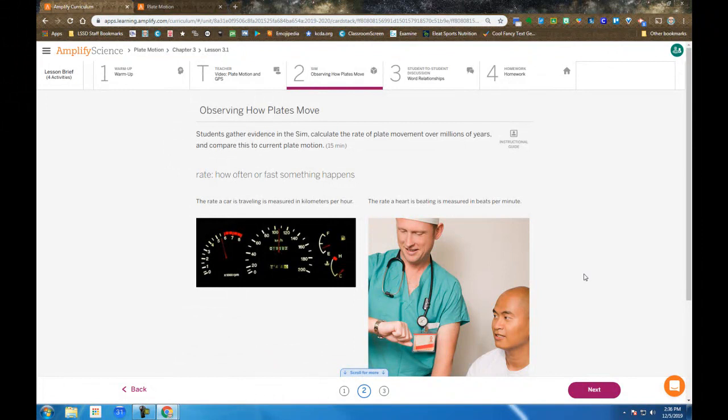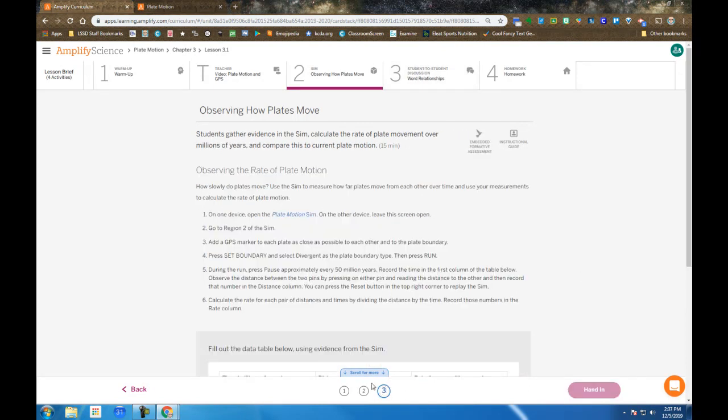You're introduced to the idea of rate. This is something that you've been introduced to multiple times in math class: how often or fast something happens, which, if you remember from math, is going to involve two units, in this case, centimeters or distance, and time, in this case, millions of years, actually. And then from that, you'll be able to calculate rate by dividing, just like you do in math. So in this step, there are three screens you need to move through.